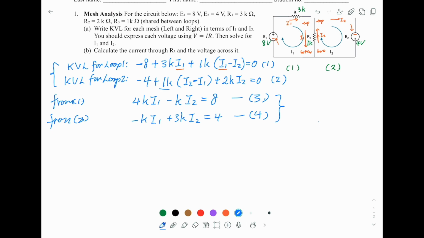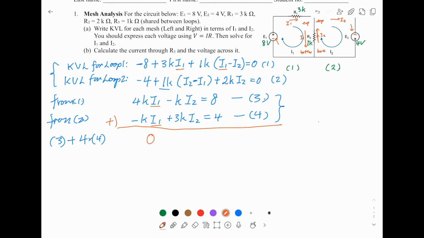Next, we can use whatever method we like to use. So in this case, I use elimination. So I will say equation 3 add 4 times of equation 4. The aim is to eliminate I1. So if you do this operation, and this is plus here, and this I1, the coefficient will become 0.